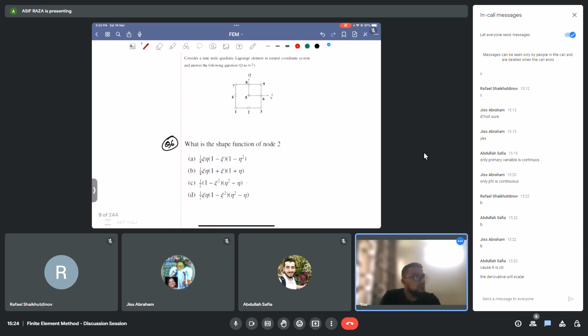First, do this. Consider a 9-node quadratic Lagrange element in natural coordinate system and answer the following questions 6 to 7. So what is the shape function of node 2? What do you think? What will be the answer? Without actually solving, can you pick from the options itself what will be the correct answer? Without actually solving, by using the elimination rule, can you guys solve? Anyone has an idea?